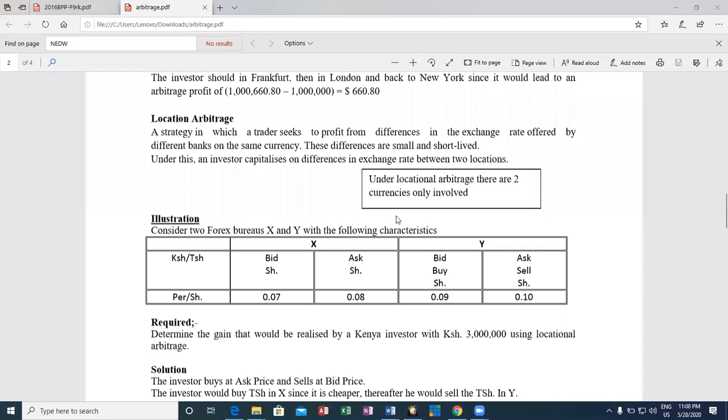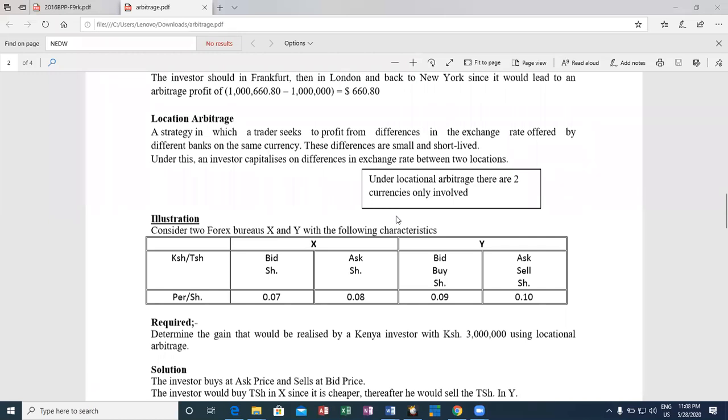So remember that this investor has got 3 million Kenya shillings. If he has 3 million Kenya shillings, what do you think he will do? Of course, he would want to buy Tanzania shillings. He wants to exchange, to exploit. If it's an arbitrage, he wants to exploit.